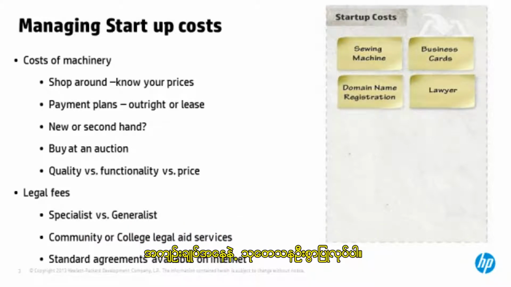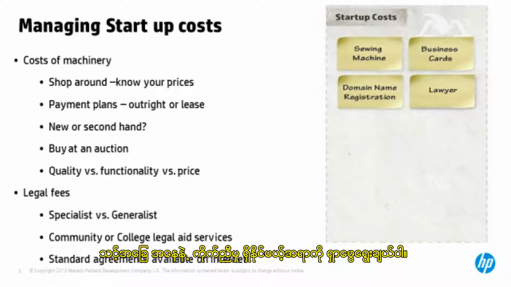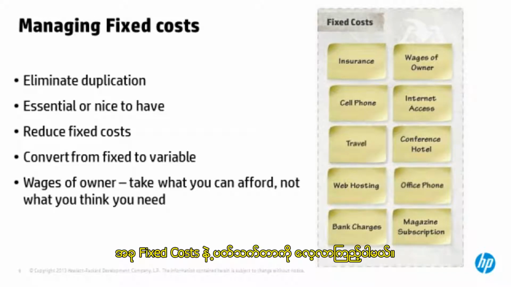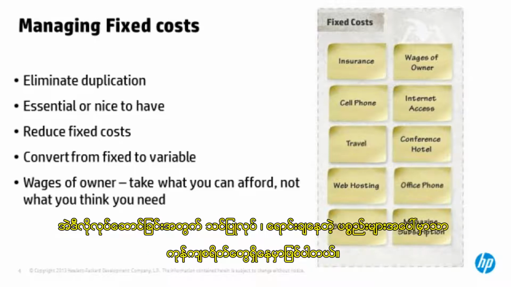In summary, do research to find alternatives. Each alternative has its pros and cons. Find what is right for your situation. Let us have a look at fixed cost. The aim is to minimize the fixed cost and change it to variable, so you only spend in relation to the items you make or sell.